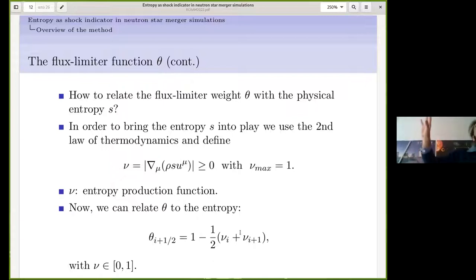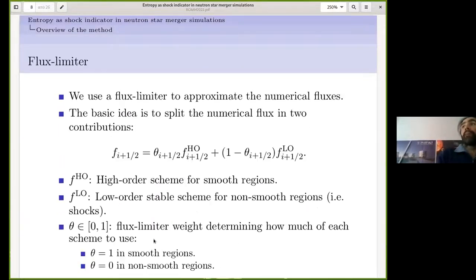So let's say that N takes the value one when we have a shock. Look at what's happening down here. So these are the two neighboring points. So if it's a real shock and these have the value 1 and 0.8 or something, so this will be very close to 1 and theta will be 0. So at this shock, N is 1, theta is 0, and this is exactly what we wanted here. So theta is 0 in the non-smooth region.